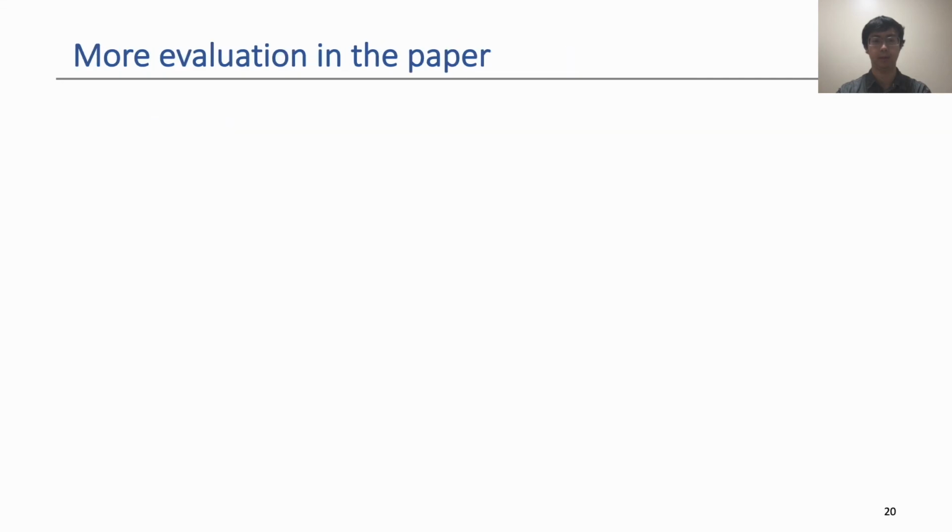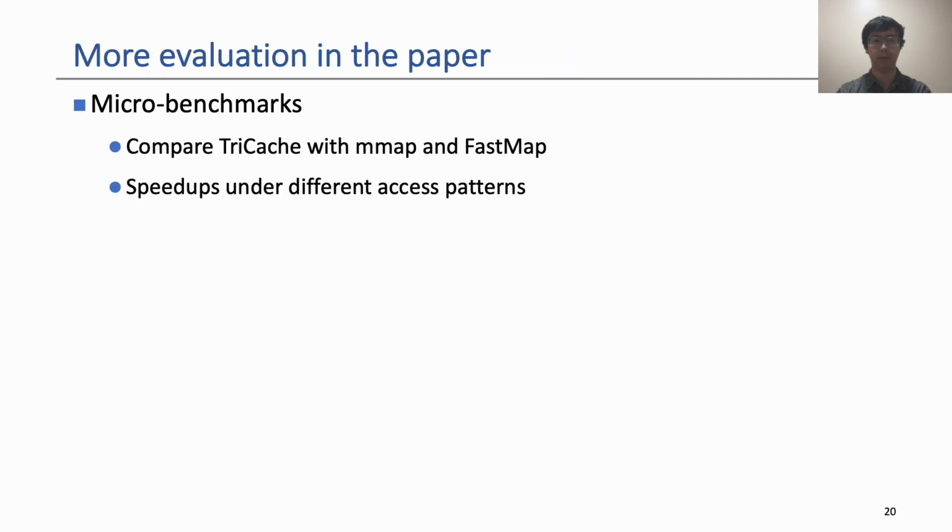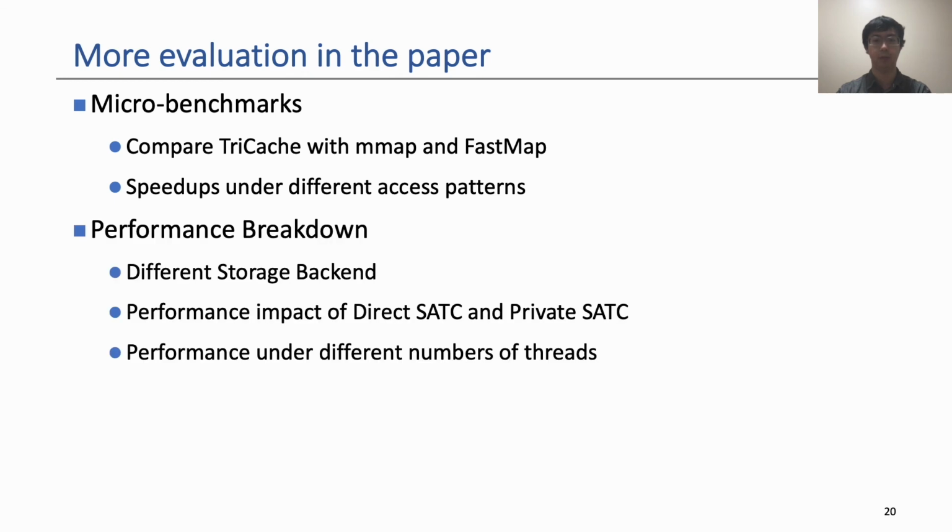There is more evaluation in the paper. Micro benchmarks compare TriCache with Nmap and FastMap and show speedup on different access patterns. There are more detailed performance breakdowns, including different storage backends, performance impacts of direct and private SATC, and the performance under different numbers of threads.